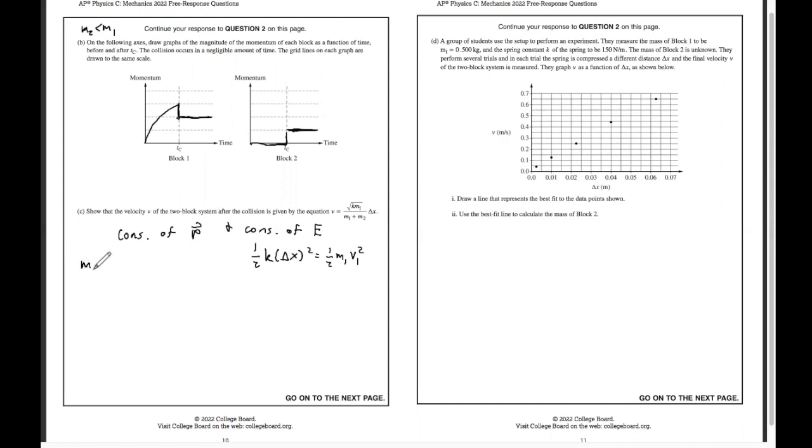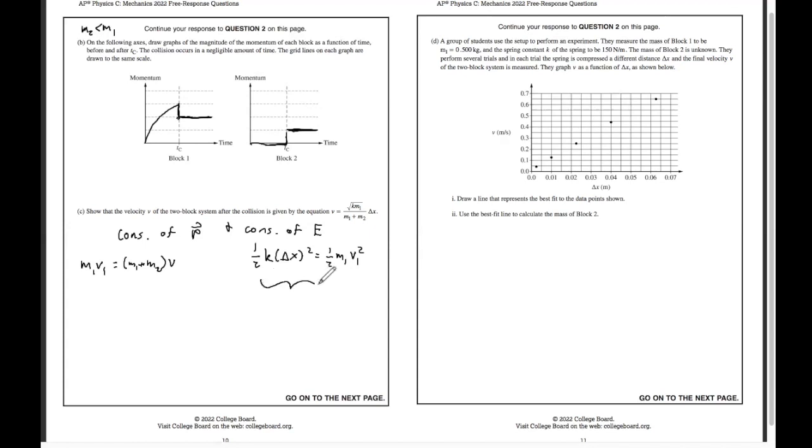And then conservation of momentum: m1 v1 is equal to (m1 plus m2) times v, v just being the final velocity after the collision. So I can go ahead and solve one of these for velocity. I am going to solve the energy equation for velocity.